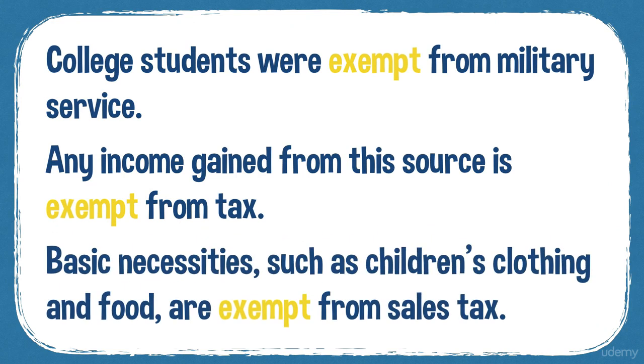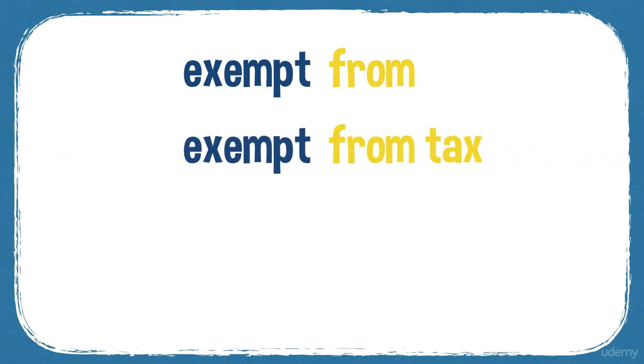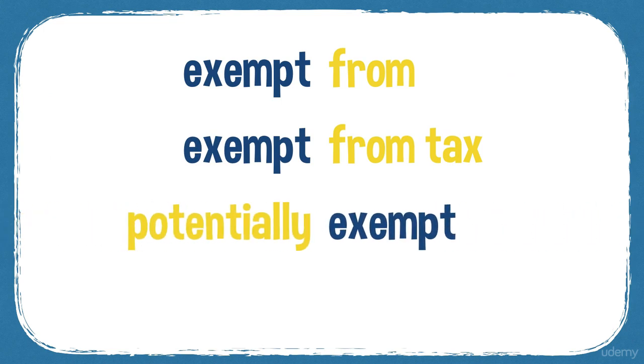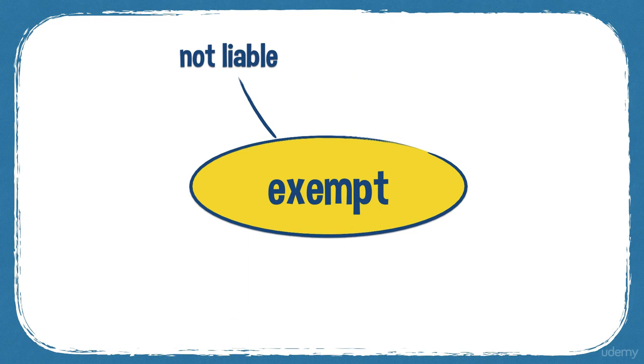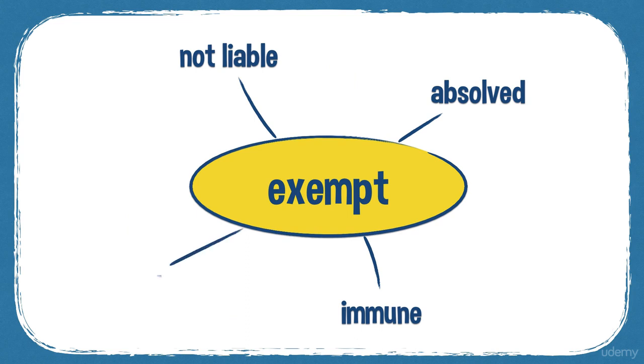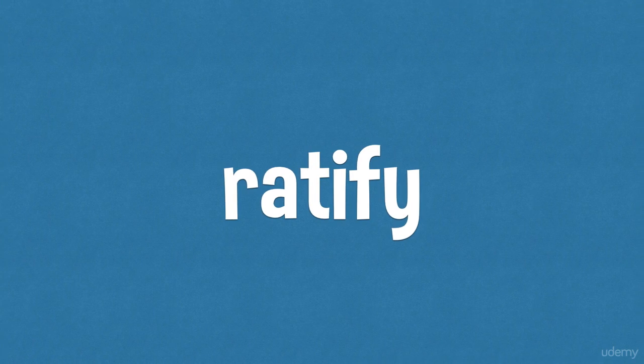Basic necessities such as children's clothing and food are exempt from sales tax. So we talk about things are exempt from, such as exempt from tax. Potentially exempt is another common collocation, as is currently exempt. So clothing, children's clothing, is currently exempt from sales tax. And some synonyms: not liable, immune, absolved, excused. And here's your next word: ratify.